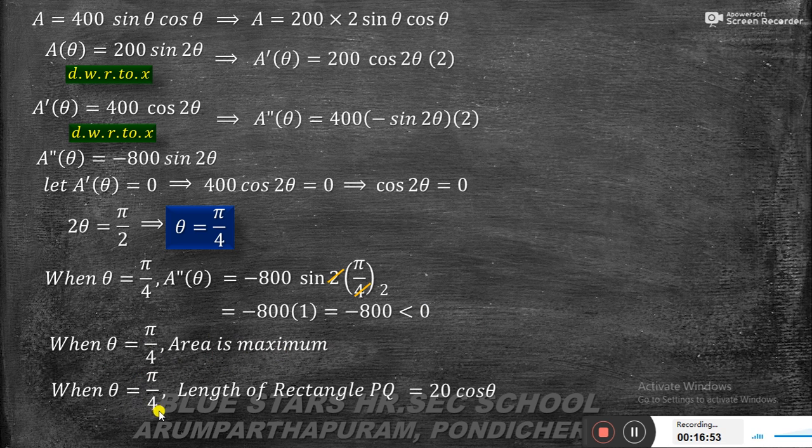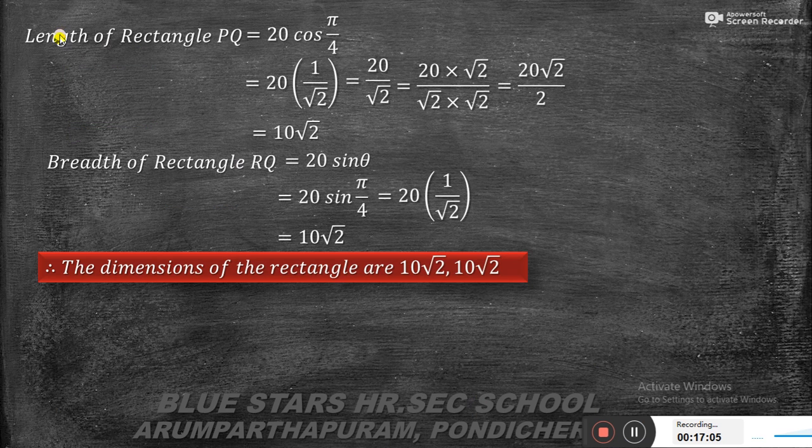So at theta equal to pi by 4, the length of the rectangle. We know that length of the rectangle PQ equal to 20 cos theta, so cos pi by 4, which is 1 by root 2. So length PQ equal to 20 into 1 by root 2, 20 by root 2. Multiply and divide by root 2, so root 2 by root 2, 20 root 2 by 2, so 10 root 2. This is PQ.